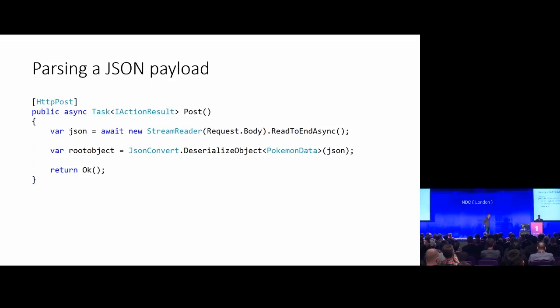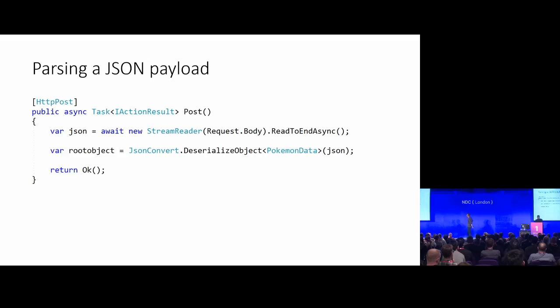Who has this code in their application? Yeah? No one? I don't believe you. It's fine. No judgment. It just allocates a giant string first, and then it turns into an object. It's so easy though. I blame James for that, because this API takes a string, not a stream, so it got easy, right?